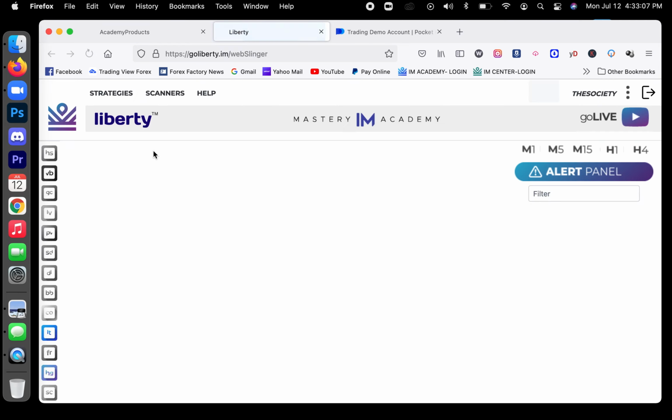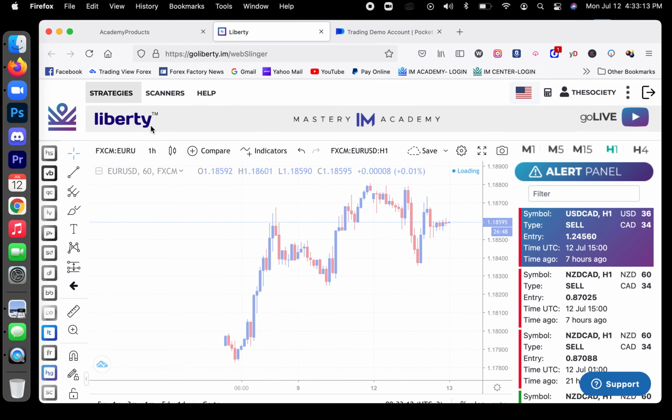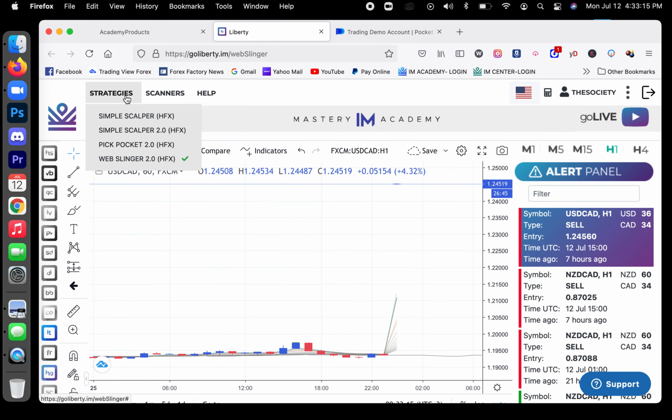When you open up Liberty, you're going to come to the strategies at top, and you're going to be able to choose a different scanner. Now, each one of these scanners has one purpose, and one purpose only: to make you money. That's it. That's all. Whether you use Simple Scalper, Pickpocket, or Web Slinger, no matter what you decide to use, there are different strategies that you have available to you, okay?